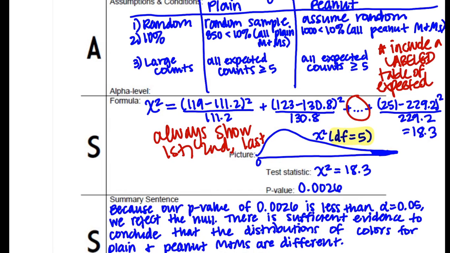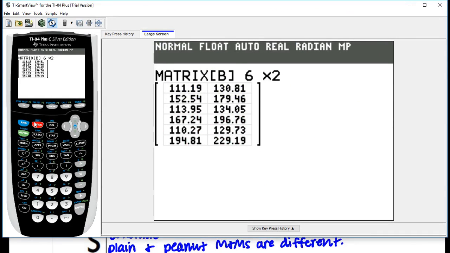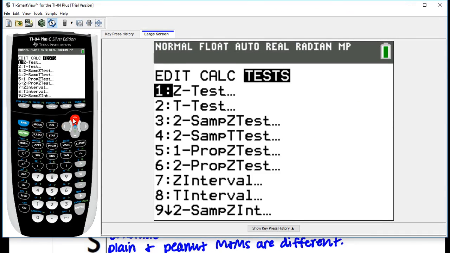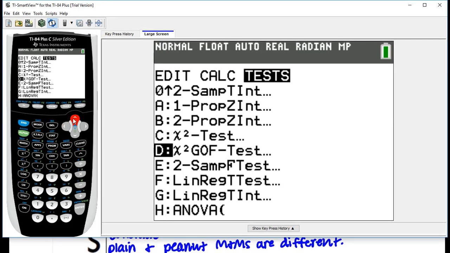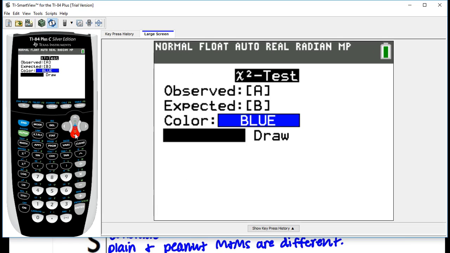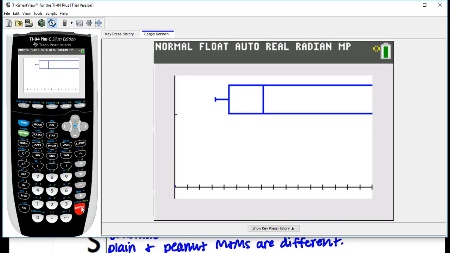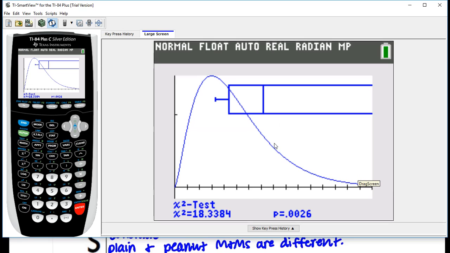I also want to remind you about the draw feature if you're not sure how to draw your picture. In the test feature, you go stat, test, chi-squared test. And I could have clicked draw instead of calculate. We do that sometimes on the other tests. Oh, there's my box plot still in there. You can ignore that. If you're wondering what the chi-square looks like, if you have trouble drawing it just based on the DF and all that, then you can draw it here. And notice how it's not shaded at all because 18 is off the screen. That's fine. So that's what it looks like, skewed to the right.